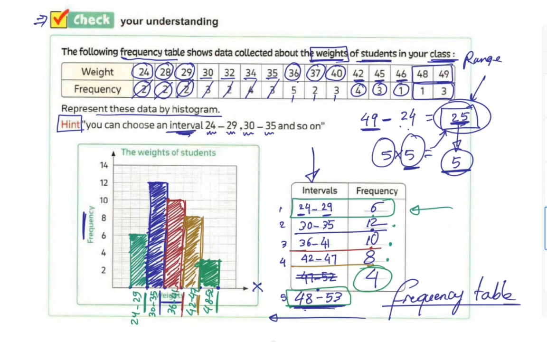I think you understand how to draw a histogram.